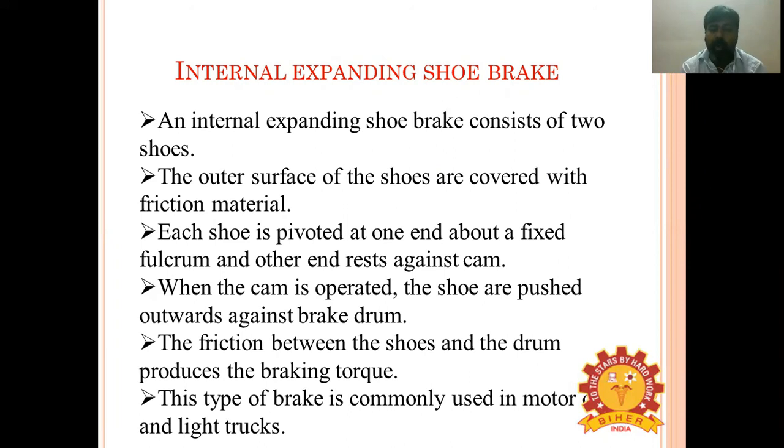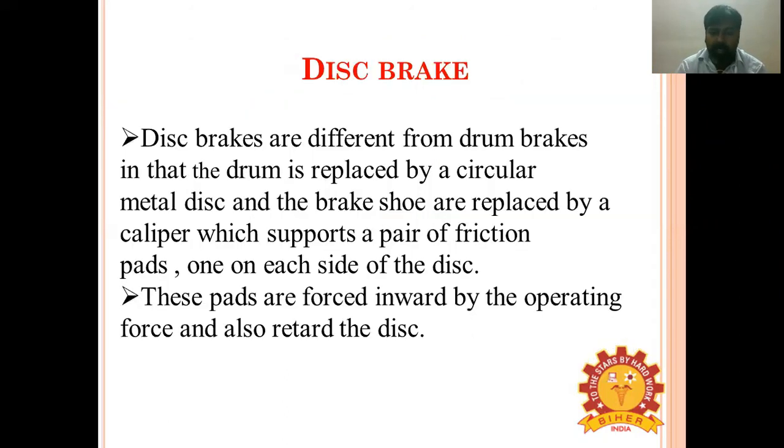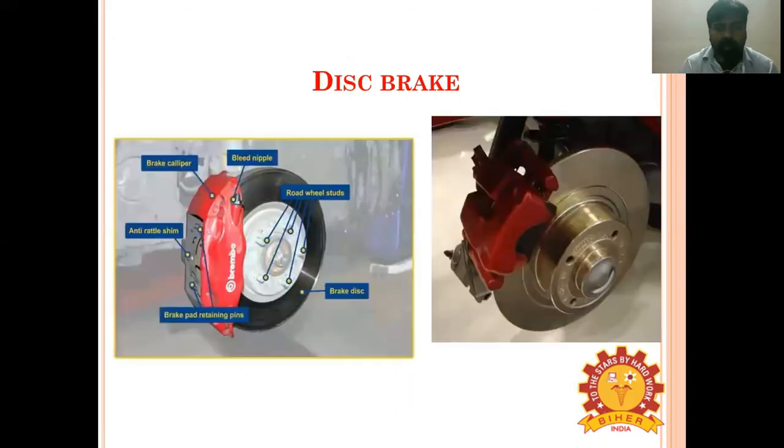This type of brake is commonly used in motor cars and light trucks. This is called the internal expanding shoe brake, and this is the image. The disc brake is also there. Now all the automobiles are coming with disc brakes, right? In olden days, we depended only upon the drum brake. This is called a disc brake. Other types are there too: block or shoe brake, band brake, and axial brakes. In these types of brakes also, we can use them in automobiles.